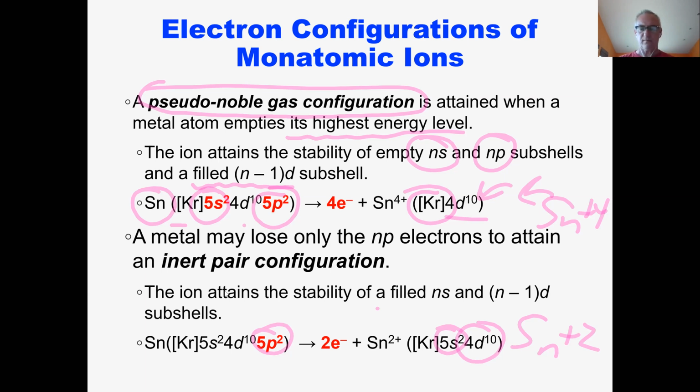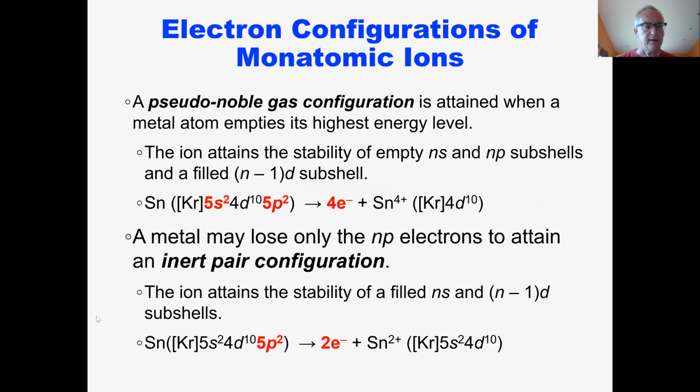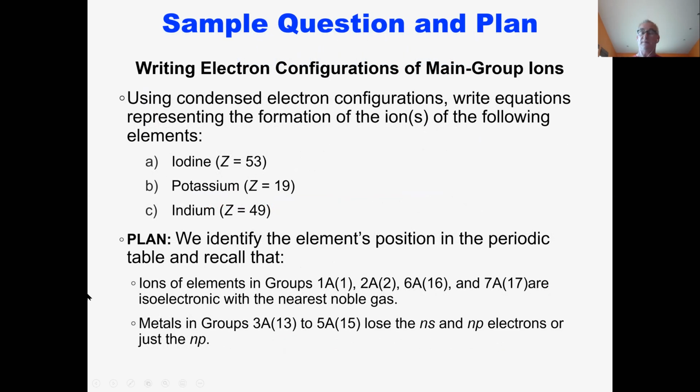Okay. Let's look at some examples, because I really want to get to something before we go, because it'll be part of the recitation this afternoon. All right, let's do a couple questions. So we're going to look at these ions forming. We've got iodine, potassium, and indium. So we want to figure out what kind of ions they're going to form.